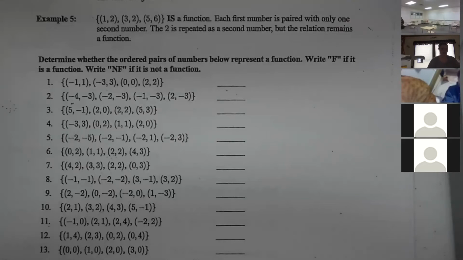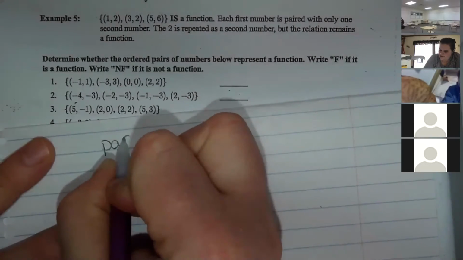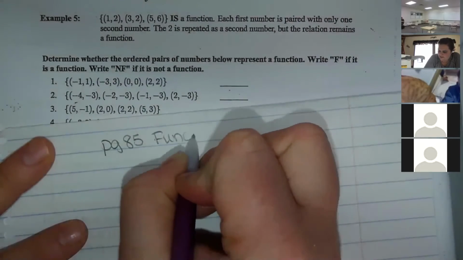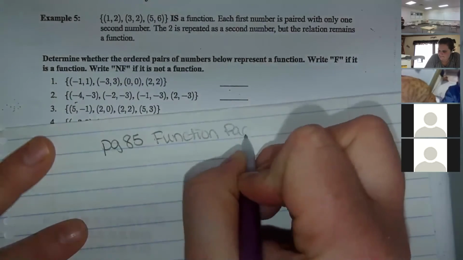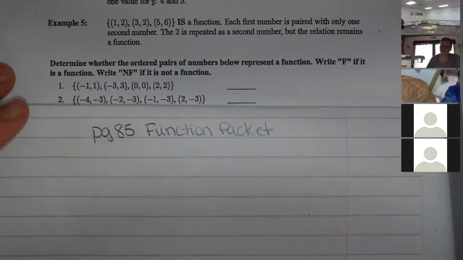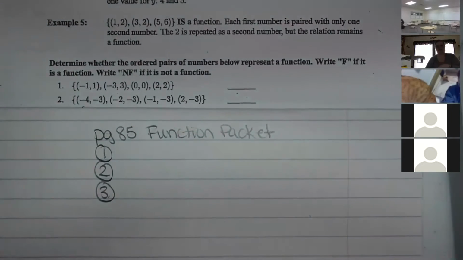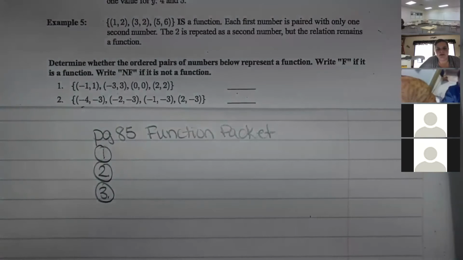Again, you're going to want to be organized, so at the top of another piece of paper, put page 85 function packet. Again, this will not take you long either. That's the good news with this function packet, I feel like it's very doable. It says determine whether the ordered pairs of the numbers below represent a function. Write F if it's a function, write NF if it's not a function.